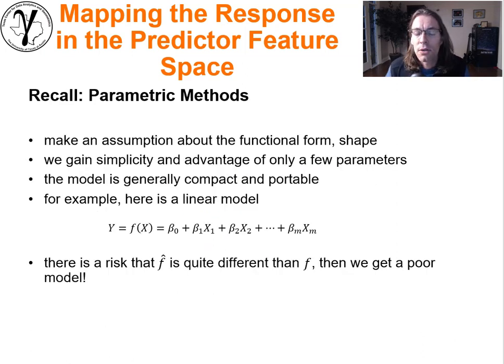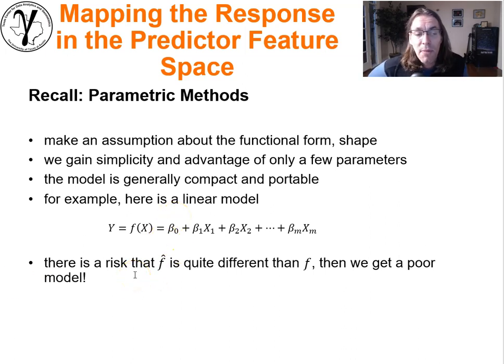So parametric models, if you recall, we've shown this slide a couple of times before. You make an assumption about the functional form or shape. You're going to gain a lot of simplicity and the advantage of only having to work with a few parameters. That means that in general, the model is going to be compact and portable and easier to train. You won't require as much data to be able to train it. I have an example linear model shown here like the one on the previous slide.